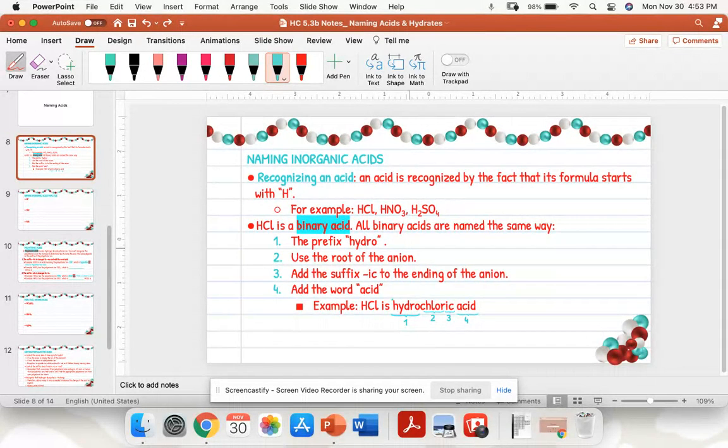So naming binary acids is super easy. It gets the word hydro in the beginning, right here. My pen wasn't working. And you keep the root word of the anion, and then you add the IC to the ending of it, and then the word acid. So the way to identify a binary acid is because it starts with the word hydro. So let's do some practice.